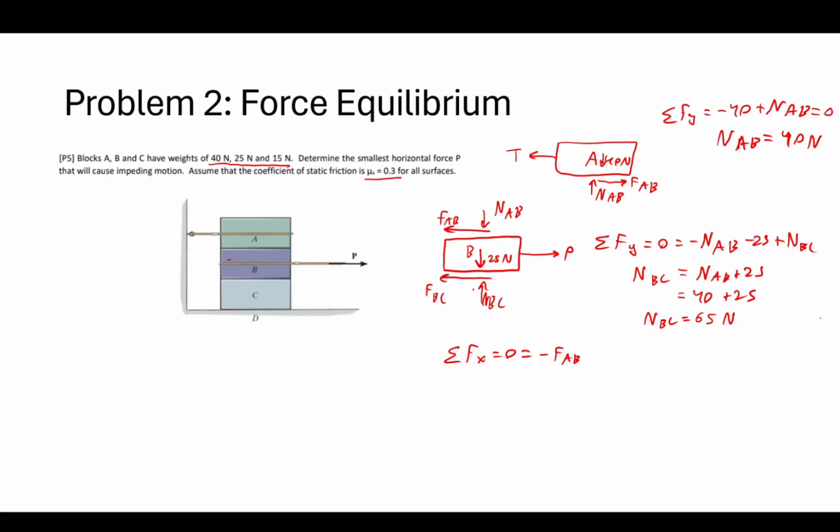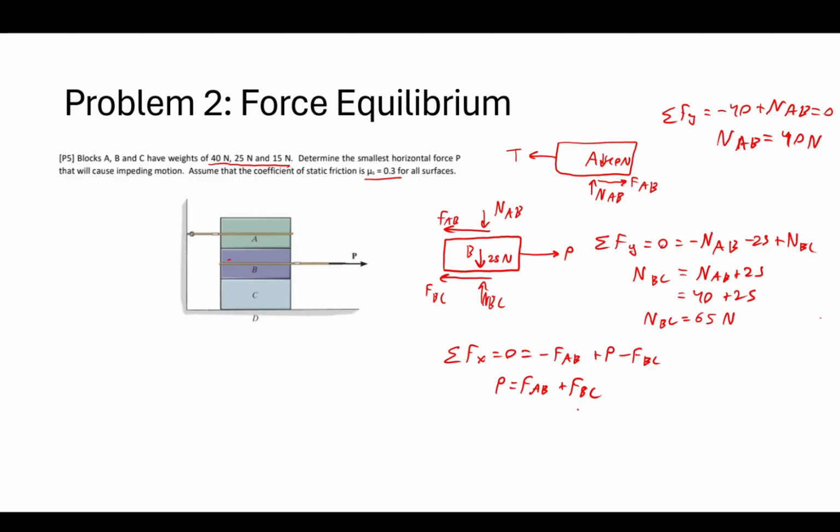Finally, we can do sum of forces in the x to find the force P. And we can simply see that there's only three forces acting in the x direction here, which is going to be FAB in the negative direction plus P minus FBC. We can find that P is equal to FAB plus FBC.